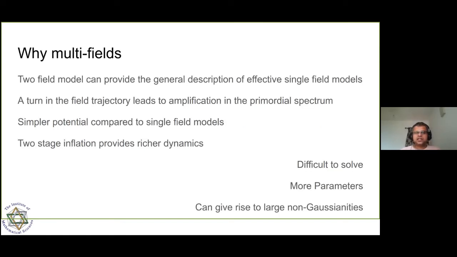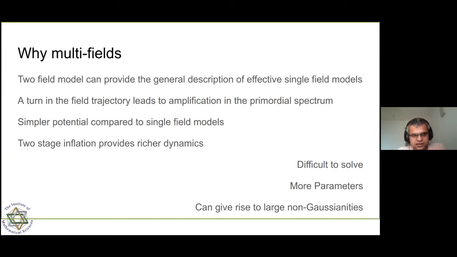So why do we go to multi-field models in our paper? This is because of a few reasons. One is that a two-field model can provide the general description of an effective single-field model. For example, if you take a single-field model, in order to get the primordial power spectrum with a bump, you need to reverse engineer and get some potential that can lead to sharpness in the potential, and that in result gives you fast roll. For that, you need to introduce a certain break in the potential or a certain inflection point or certain ad hoc terms like tan hyperbolic or Gaussian terms in the potential, and that leads to the peaks.